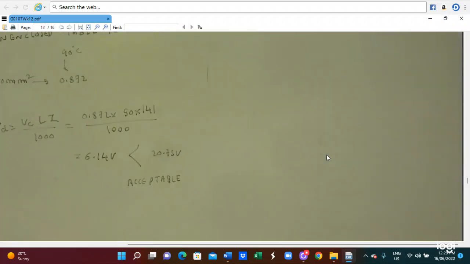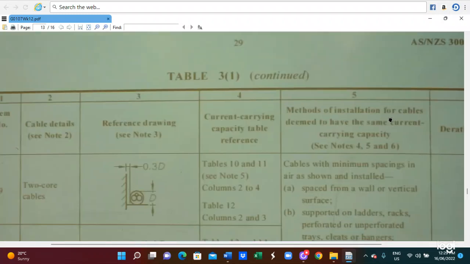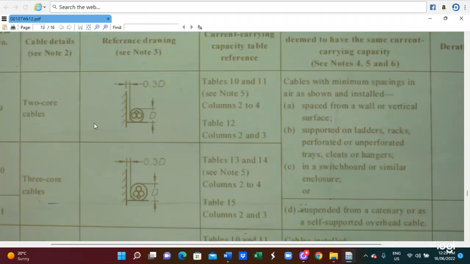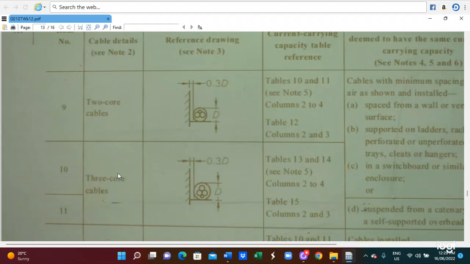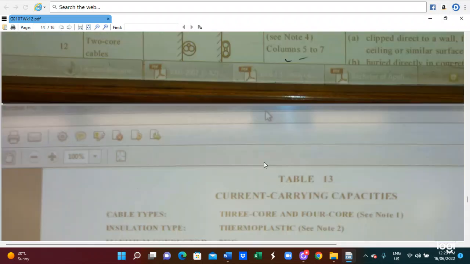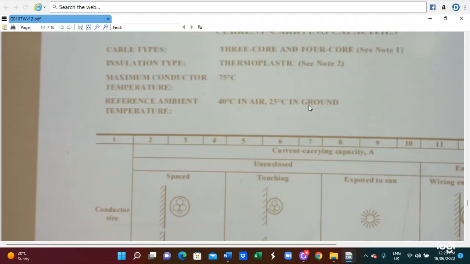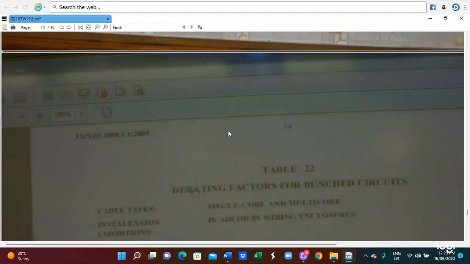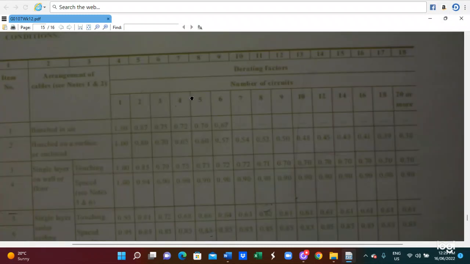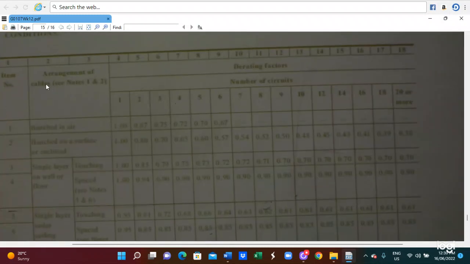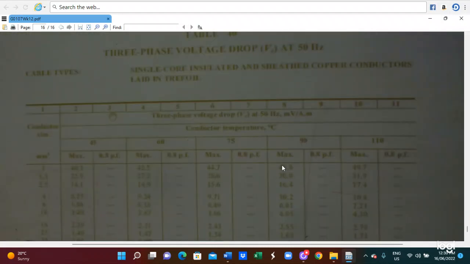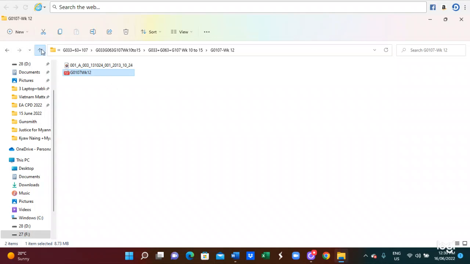So this is how we have to utilize these tables, table 31. Depending on the row, we have to select those rows. And this is table 13. Table 13 is the current carrying capacity we select. And this is table 22. Table 22 is for the derating calculation. So this depends on the item number. We have to use the number of circuits and select the derating factor. And this is table 40, the voltage drop calculation.